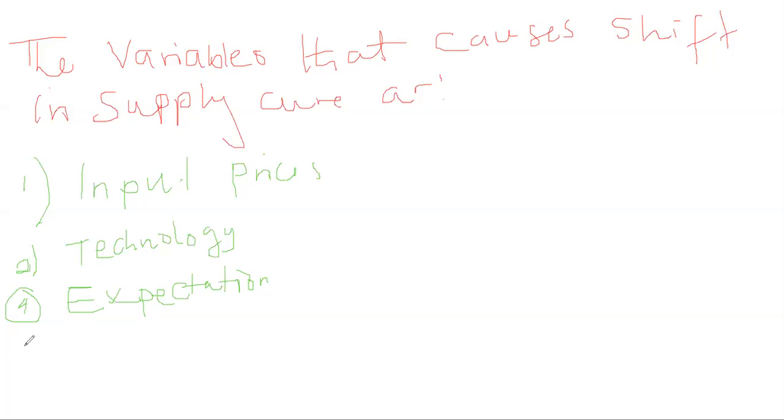Another variable could be the number of sellers. The more sellers we have in the market, the higher the quantity of supply we have in the market.